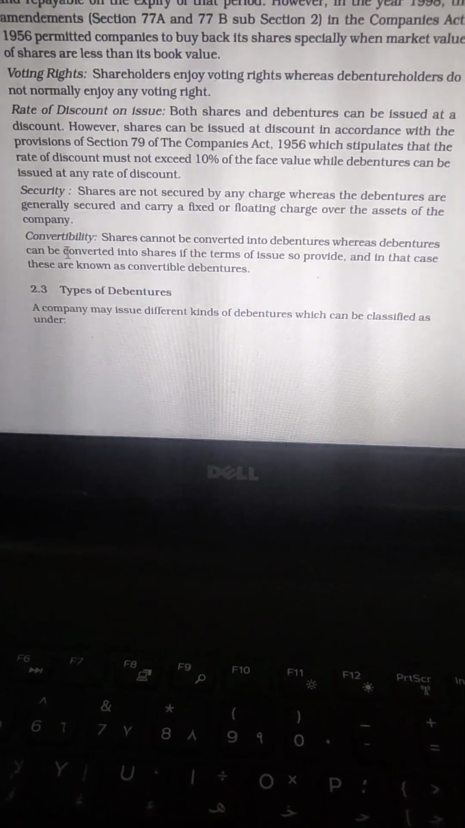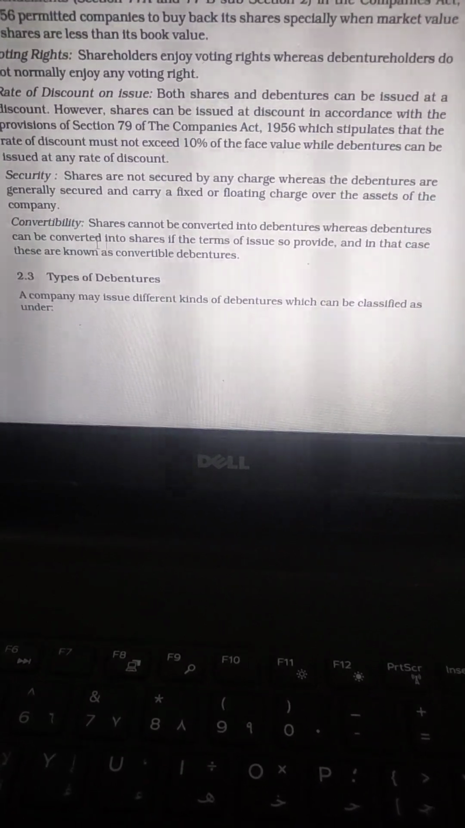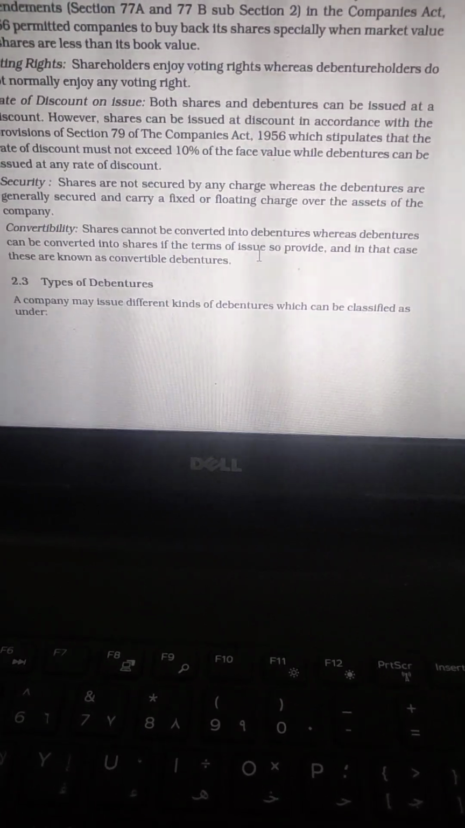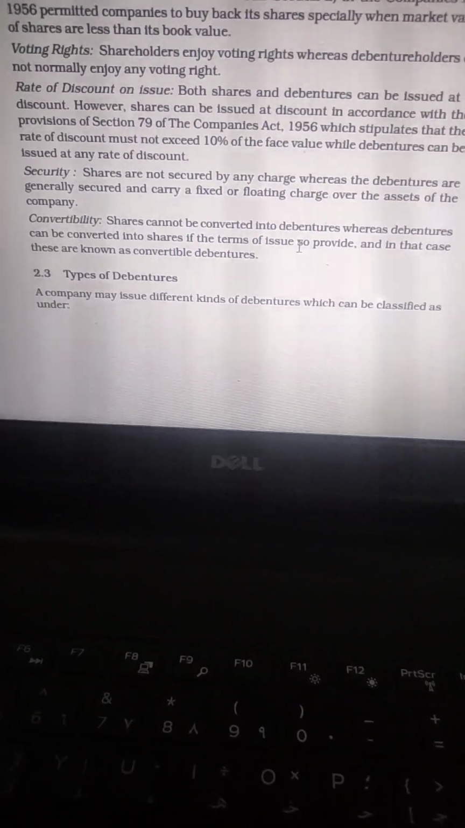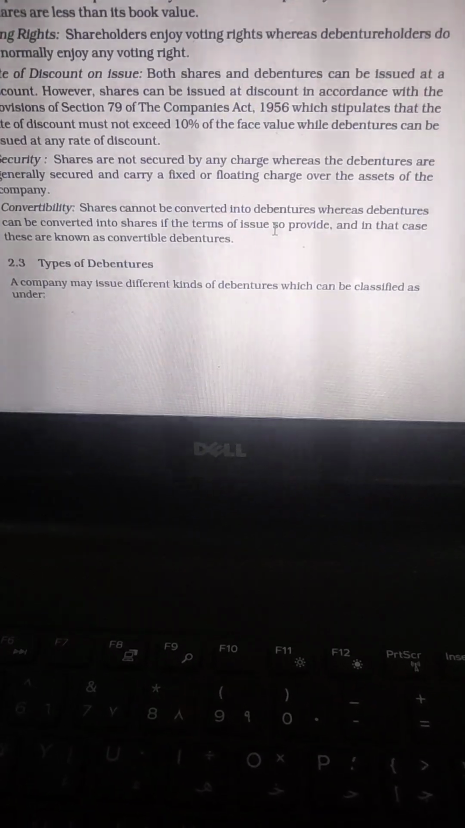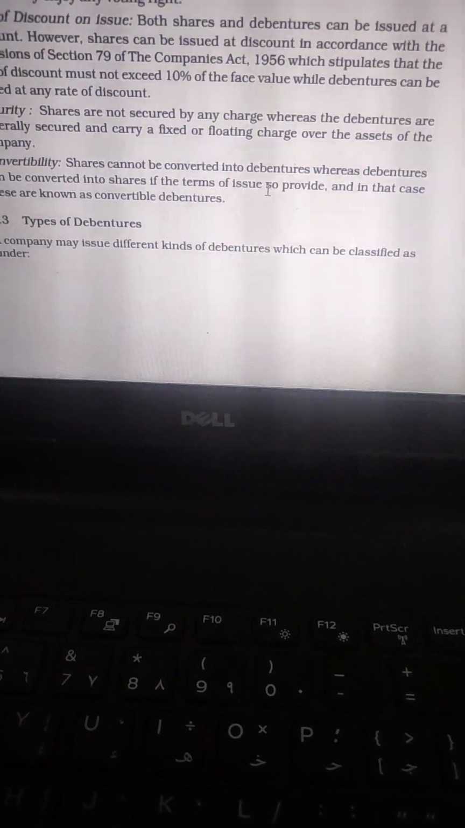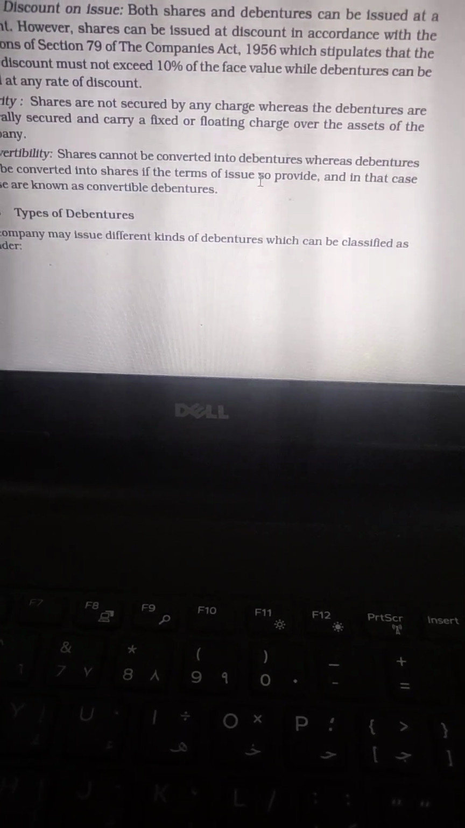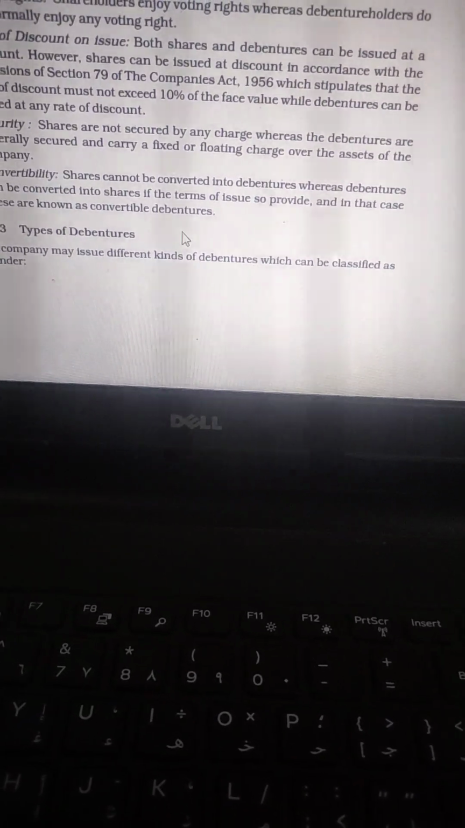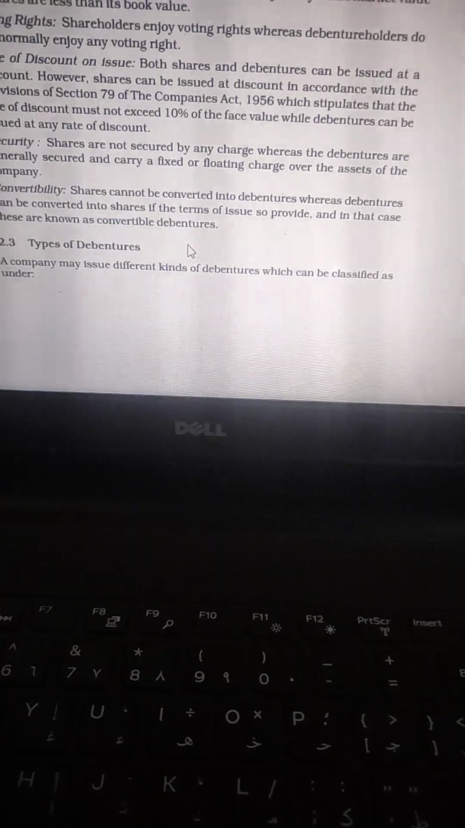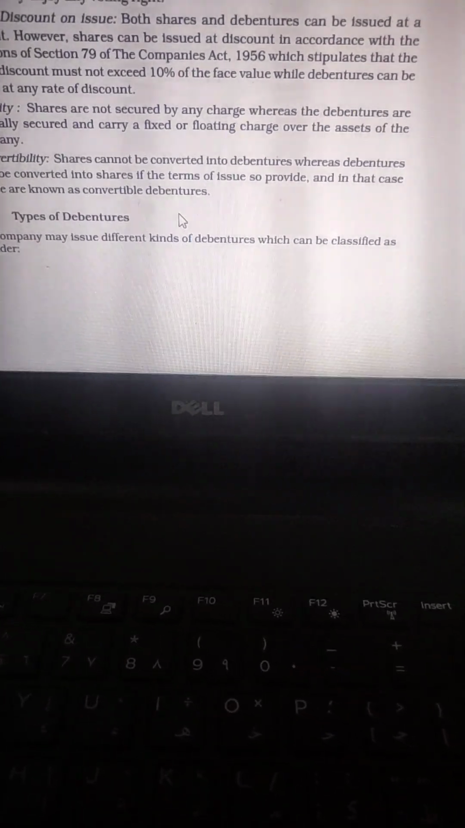Then convertibility: shares cannot be converted into debentures, whereas debentures can be converted into shares if the terms of issue provide for it. There will be certain conditions while issuing the debentures, and if the terms of issue provide, then they can be converted into shares. These are known as convertible debentures. Those debentures that can be converted into shares are known as convertible debentures.